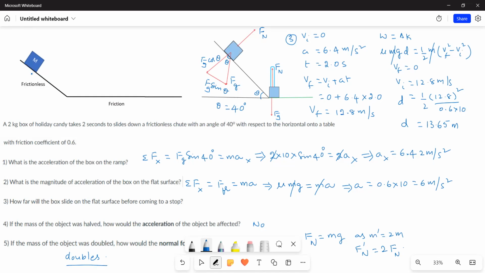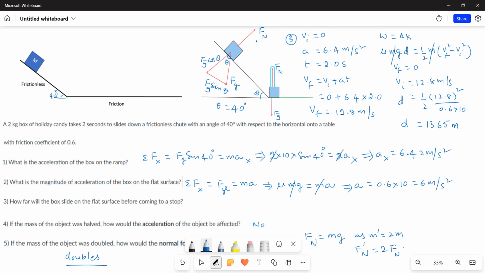Now the box is on the ramp, and the ramp is frictionless and the base has friction with a coefficient of friction of 0.6. The angle it is making with the horizontal is 40 degrees. This is the angle, 40 degrees.